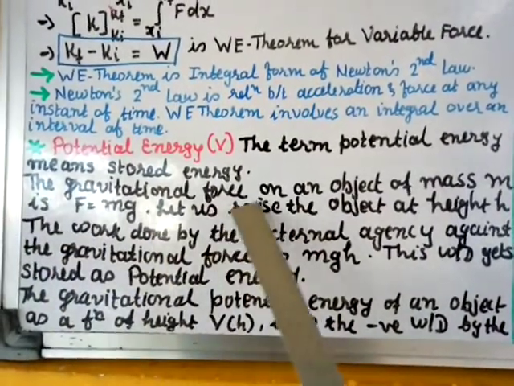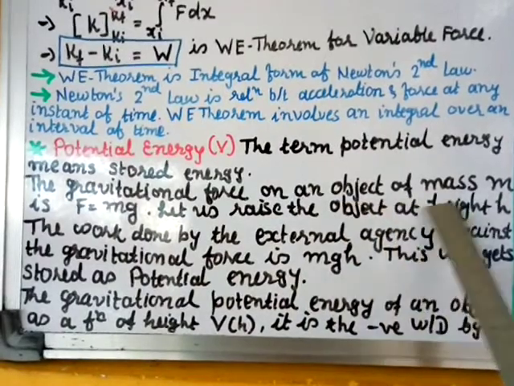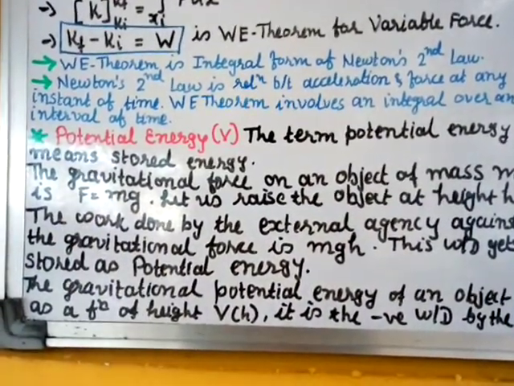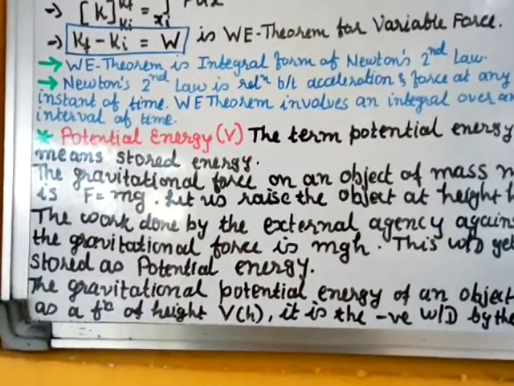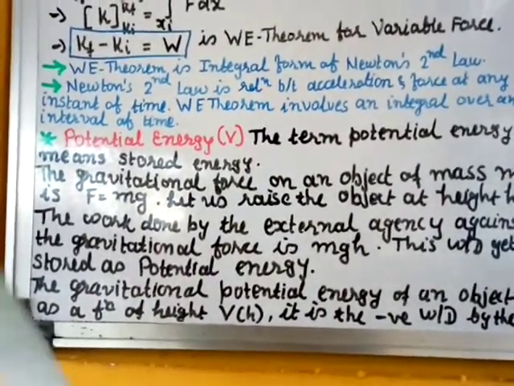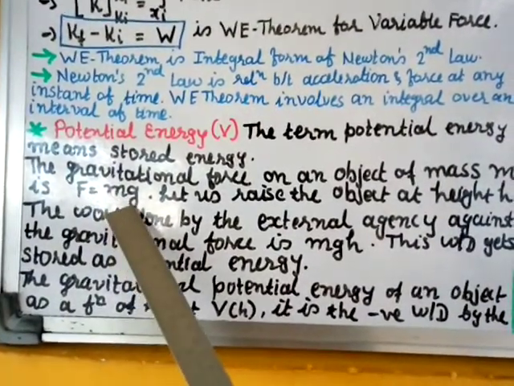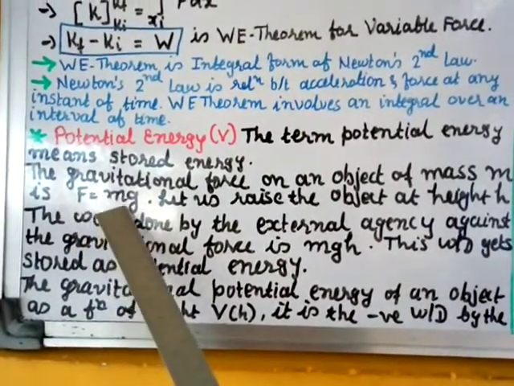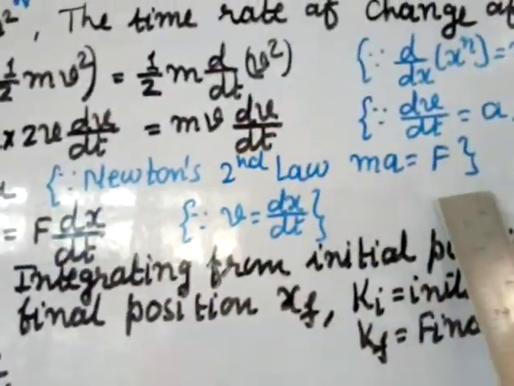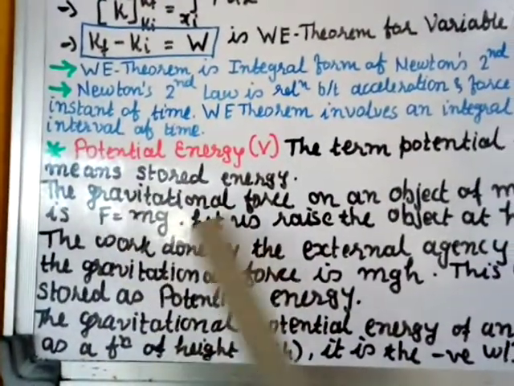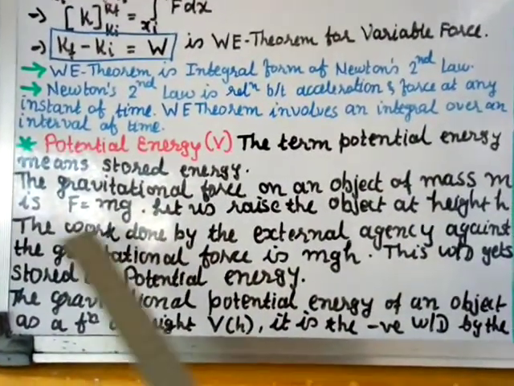The gravitational force on an object of mass m is F equal to mg, right? I am using Newton's second law, that is F equal to ma, right? So here, because of gravitational force, the acceleration is due to gravity. So I am writing, instead of a, I am writing g. So F is equal to mg. Okay, here I have used the second law of Newton, that is F equal to ma. Here also F is equal to ma, but because of gravitational force, acceleration is due to gravity, so g.